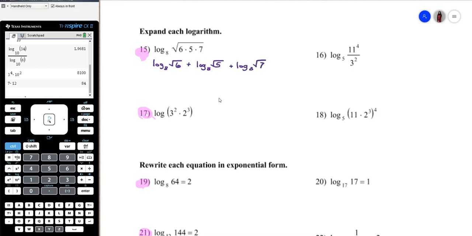And so remember, those square roots are powers of 1/2, so I'm going to move that power to the front, which would be 1/2 log base 8 of 6 plus 1/2 log base 8 of 5 plus 1/2 log base 8 of 7. And from there, I don't see anything that can expand any further.